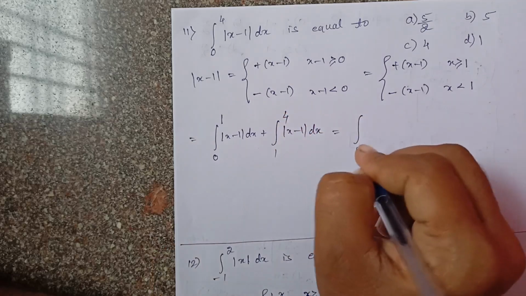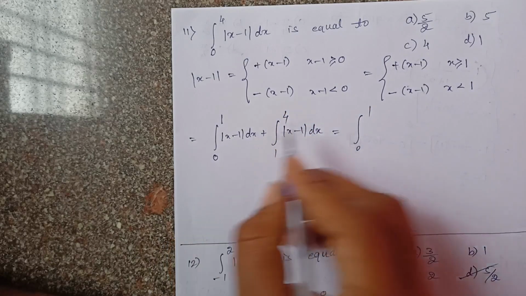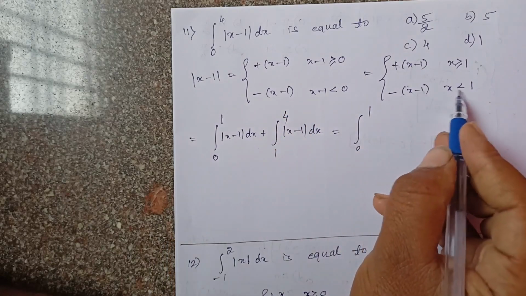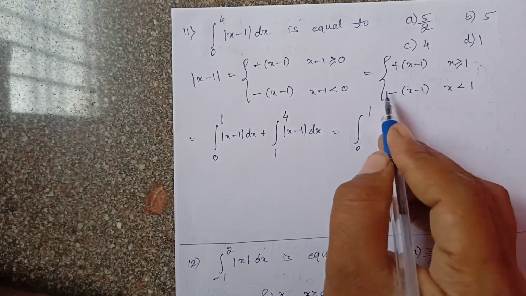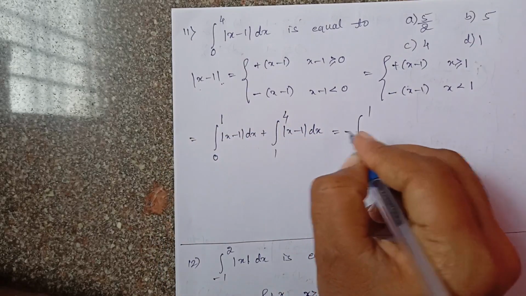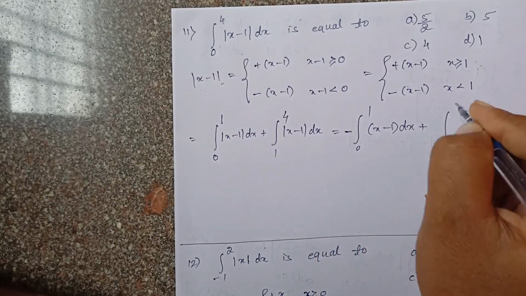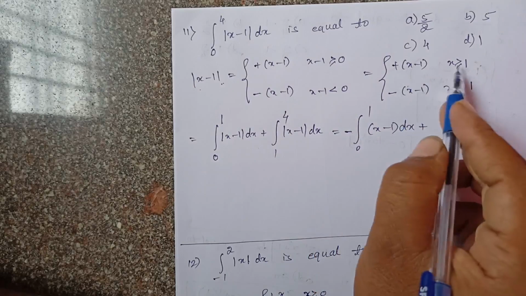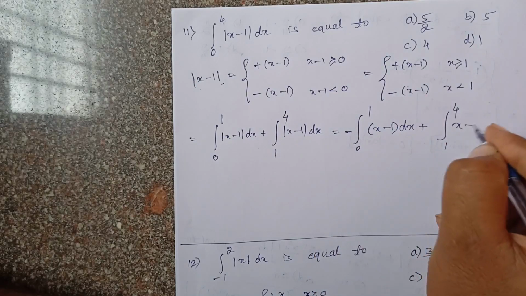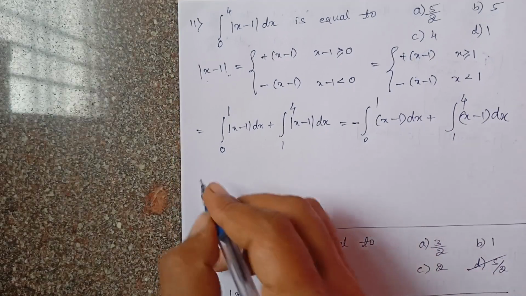This is equal to integration of 0 to 1. What we will put here? x is satisfying the condition x less than 1. So modulus of x minus 1 is equal to, I need to choose minus of x minus 1. Minus I will write outside, x minus 1 into dx. Plus next 1 to 4, it is satisfying the condition x greater than or equal to 1. So x minus 1 into dx. Now we can integrate it very easily.